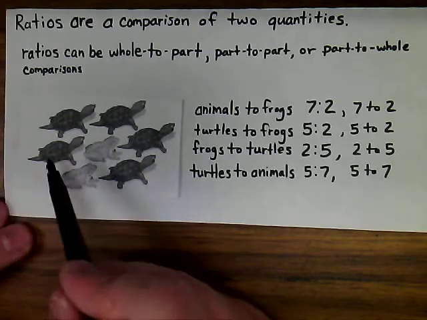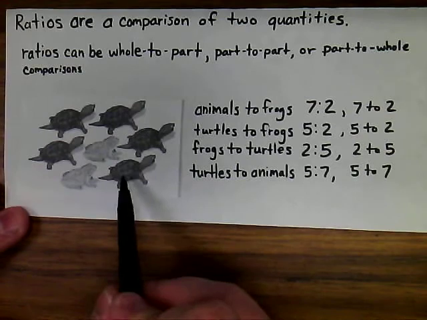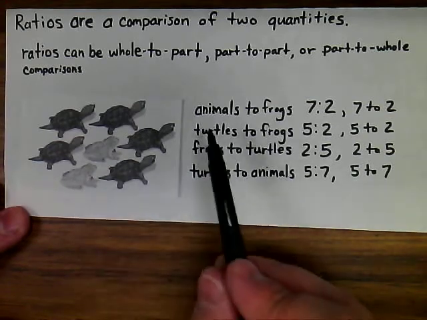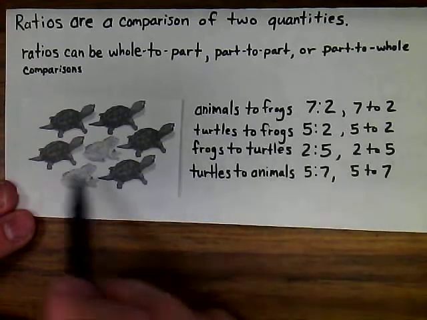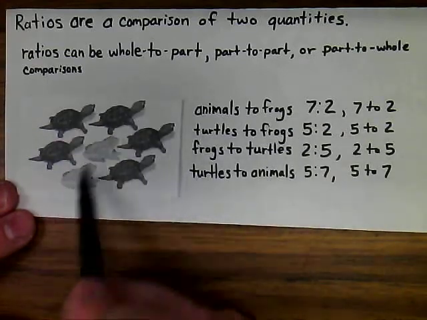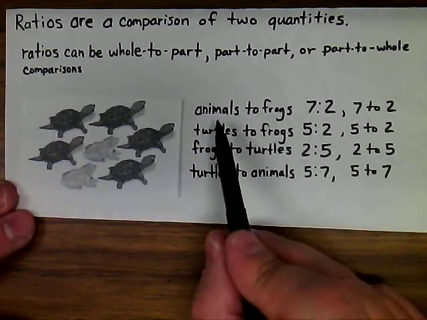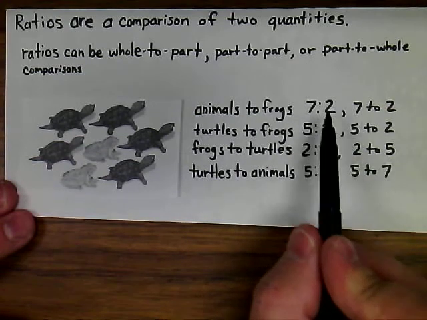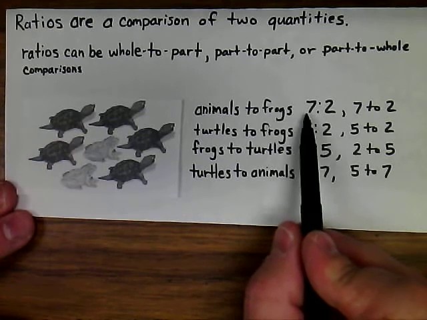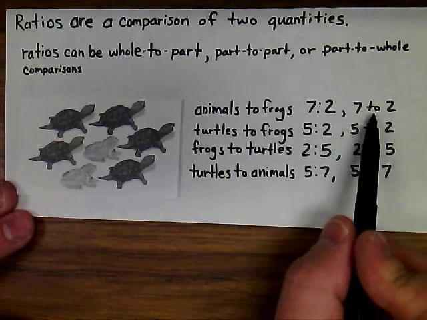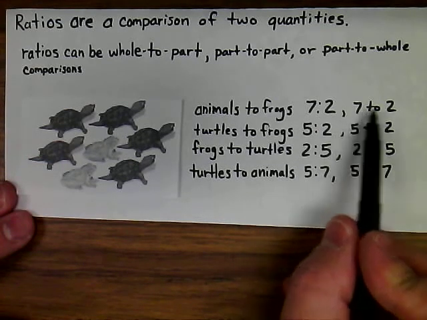You'll notice here in the picture there's 1, 2, 3, 4, 5 turtles and 2 frogs. The ratio of all animals to frogs is 7 to 2 because there are 7 animals in all and only 2 are frogs. So that relationship of animals to frogs is 7 to 2. You'll note that the ratio can be written with a colon separating the first term and the second term, or the word "to" separating the first term and the second term.